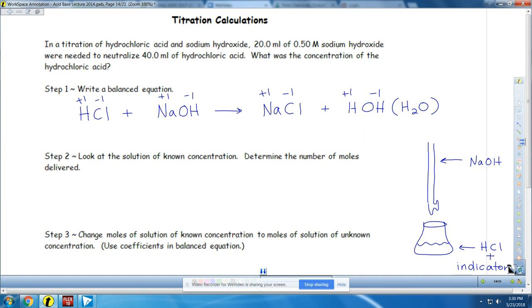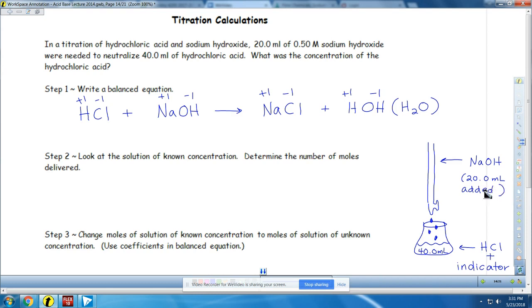All right, so we mix these solutions. I've got 40 milliliters of hydrochloric acid. So down in this flask, it would be 40 milliliters of acid. And then I'm going to drip, drip, drip in the base until I hit the equivalence point, which would have been met at 20 milliliters of sodium hydroxide. So I would have added 20 milliliters added.